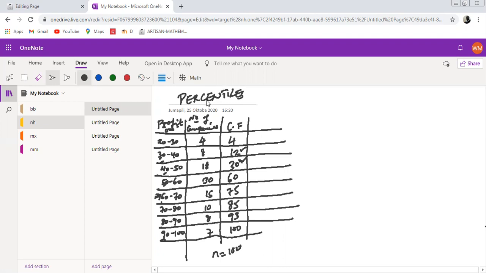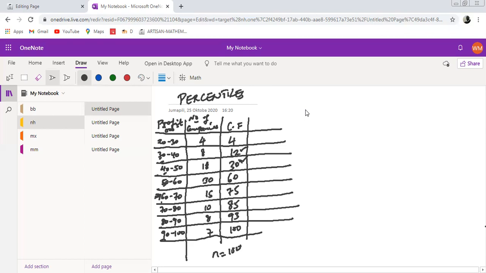From the word percentage, we get percentile. The percentile is a value that divides a distribution into 100 equal parts. So we are going to have a distribution divided into 100 equal sets, from the first percentile up to the 100th percentile. Therefore, the distribution is going to be divided by 100.